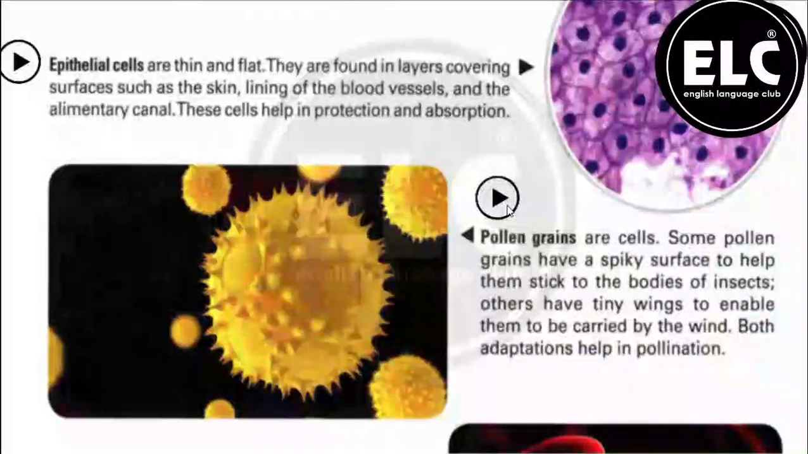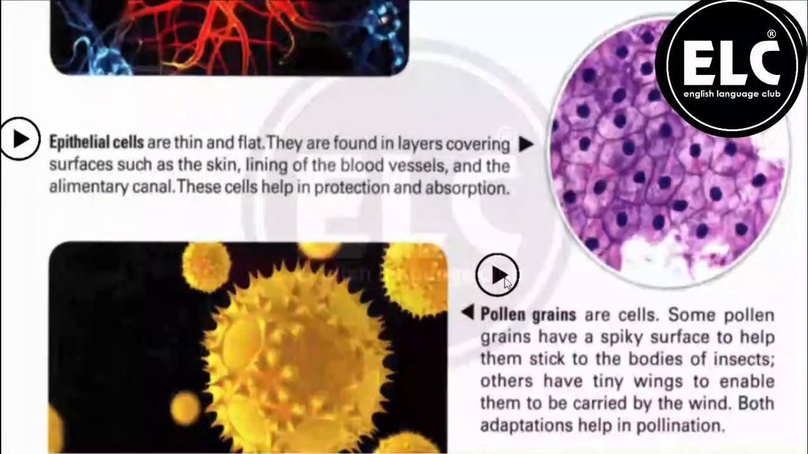Epithelial cells are thin and flat. They are found in layers covering surfaces such as the skin, lining of the blood vessels, and the alimentary canal. These cells help in protection and absorption.